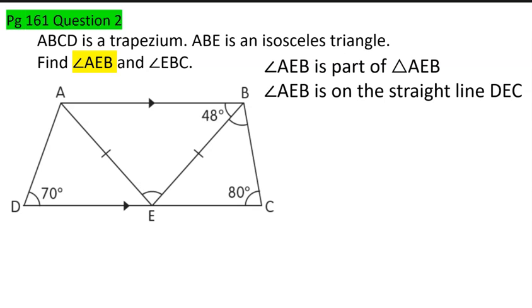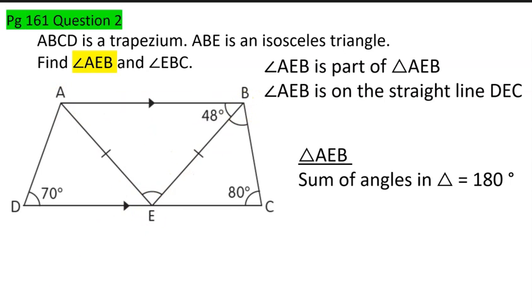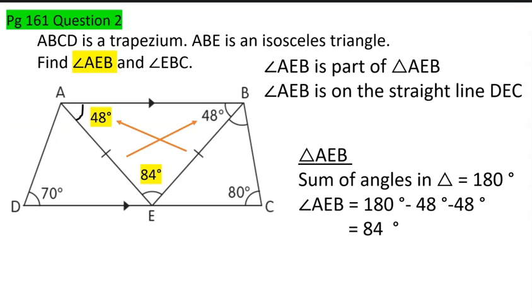Looking at the known angles given to me, I will use the angles in a triangle because I know one of the angles in triangle AEB. Let's now focus our attention on triangle AEB. The sum of angles in the triangle is 180 degrees. Triangle AEB is an isosceles triangle. So, the angles opposite the equal sides are the same. Angle BAE is also 48 degrees. Now, I can find angle AEB, which is 84 degrees.